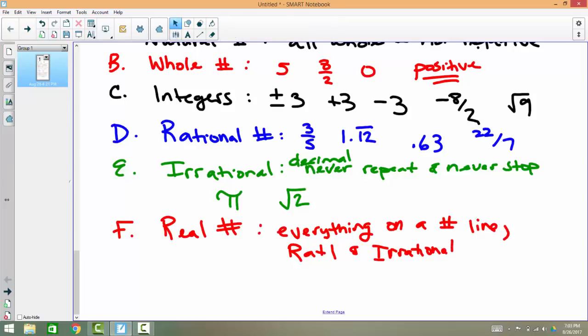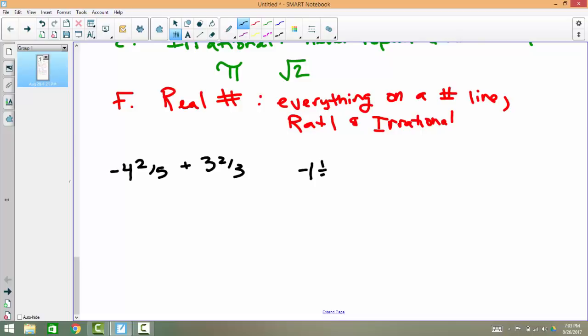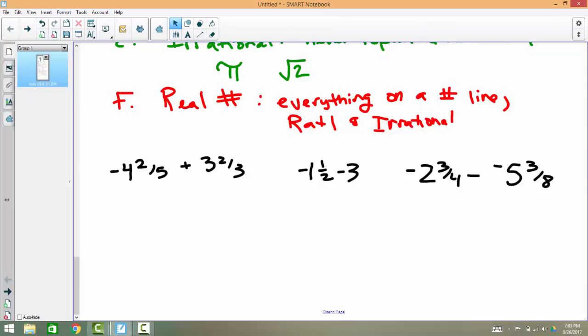Okay, let's try a couple additive inverse problems. Negative 4 2/5 plus 3 2/3. A second problem of negative 1 1/2 minus 3, and a third problem of negative 2 3/4 minus negative 5 3/8. Go ahead and hit pause. When you have these three done, hit play.